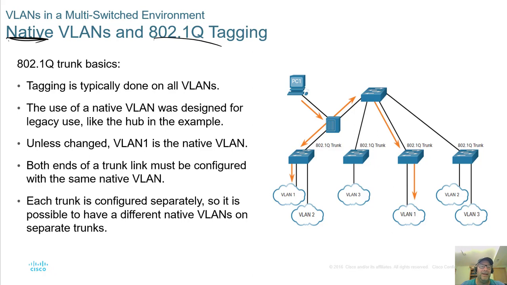So if you look at some of the bullet points here, tagging is typically done on all the VLANs, true. We're going to use a native VLAN. It was designed to use for traffic that is untagged.